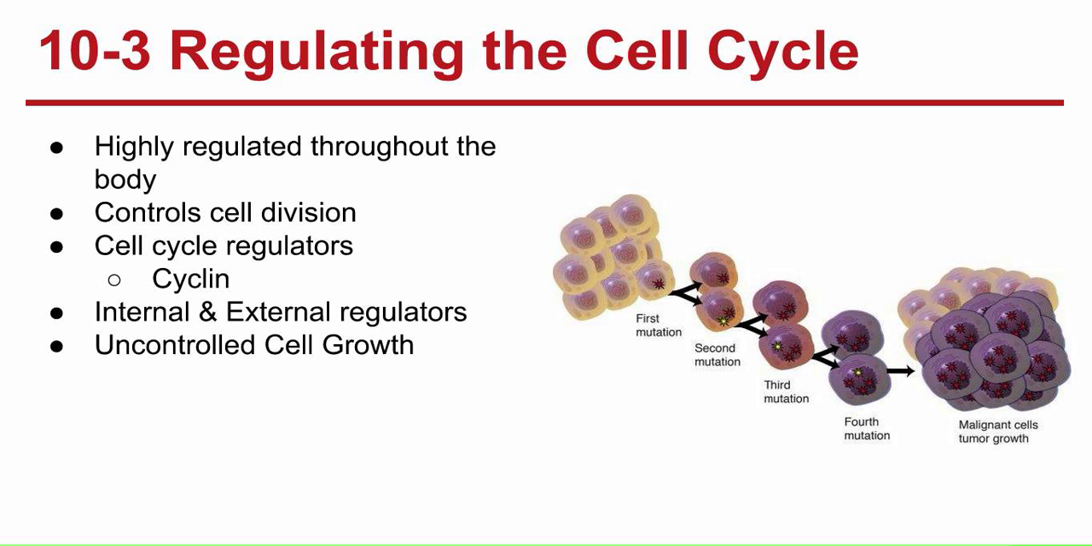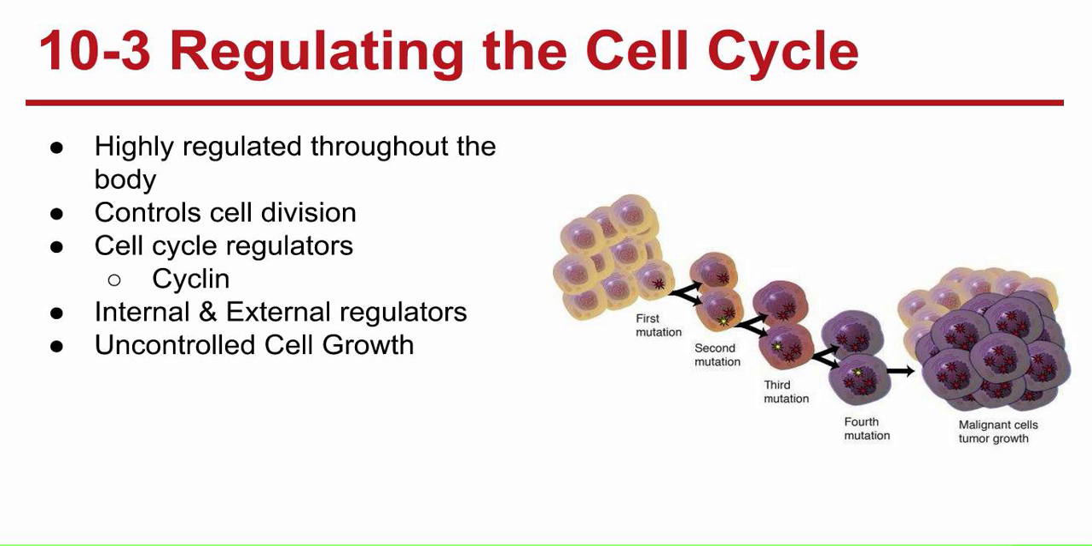Okay, so then there are internal regulators. Internal regulators are proteins that respond to events inside the cell. For example, a regulator protein makes sure that a cell does not enter mitosis until all of its chromosomes have been replicated. And then there are external regulators, which are proteins that respond to events outside of the cell. Most often they direct cells to speed up or slow down the cell cycle.